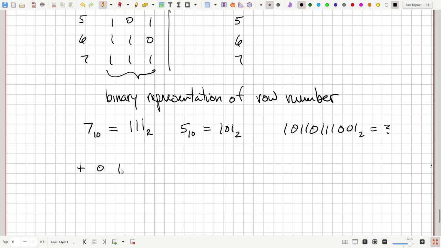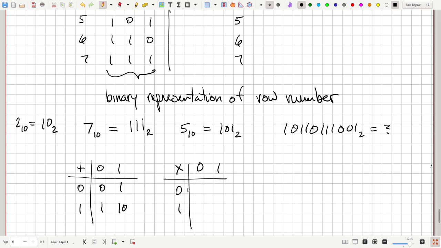Well, we only have two digits, 0 and 1. So 0 plus 0 is 0. 0 plus 1 is 1. 1 plus 0 is 1. And 1 plus 1 is 2 in base 10. But what's 2? 2 in base 10 equals 10 in base 2, because this is 0 times 1 plus 1 times 2 to the 1 power. So 1 plus 1 equals 10 in base 2. And how about multiplication? And that's even nicer. 0 times anything is 0. And 1 times anything is the thing, so there's your multiplication table.